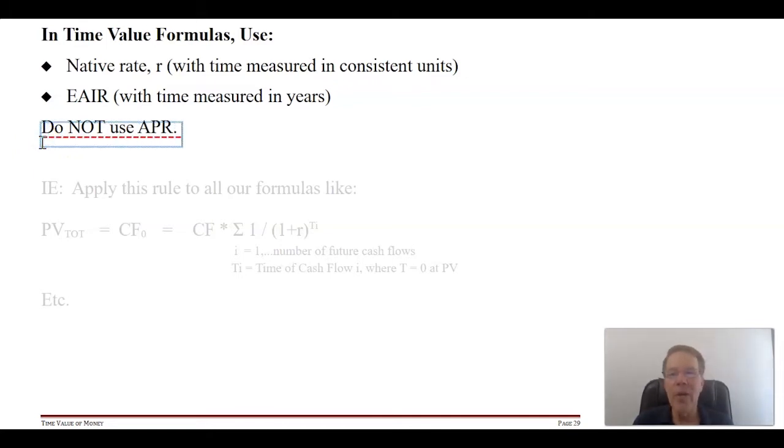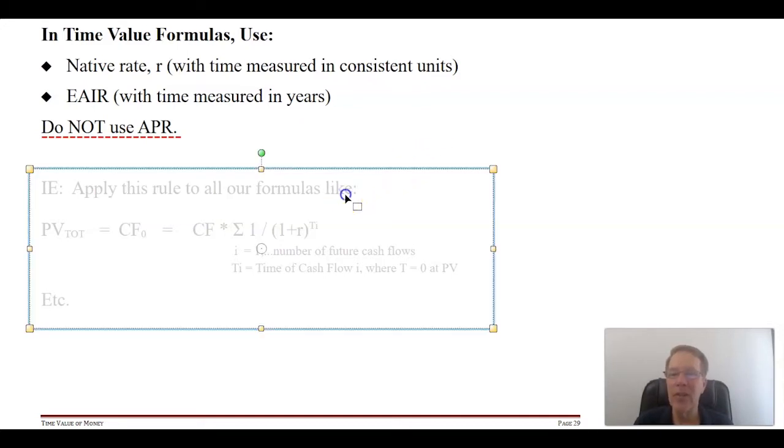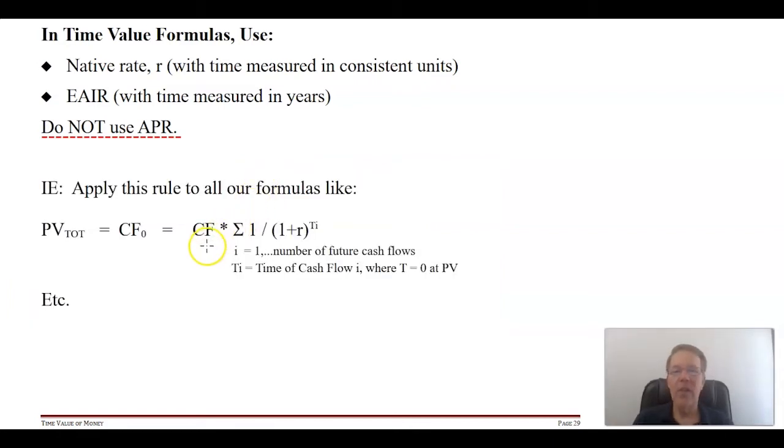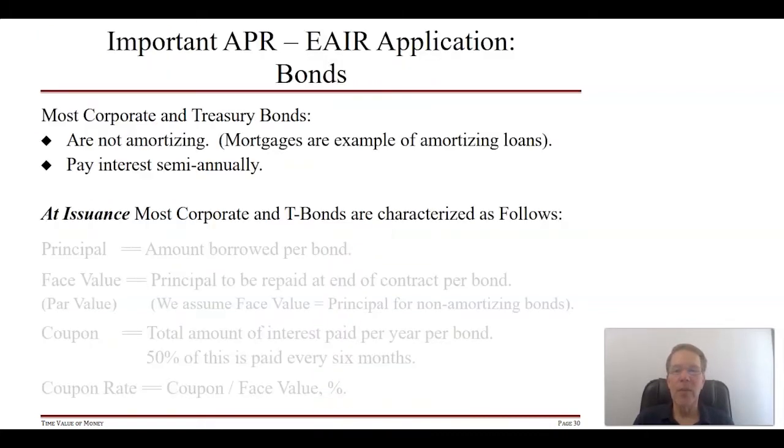What is not going to work is APR. If we put APR in our future value, present value formula, it's just going to be wrong because, again, APR is sort of a meaningless quantity, sadly to say, even though it's very prevalent in the consumer loan world. Okay, so this is going to work for our fundamental discounting equation, the future value, present value formula, all those equations. Okay, so now let's take a look at a very important application of APR and EAIR, and that's bonds.